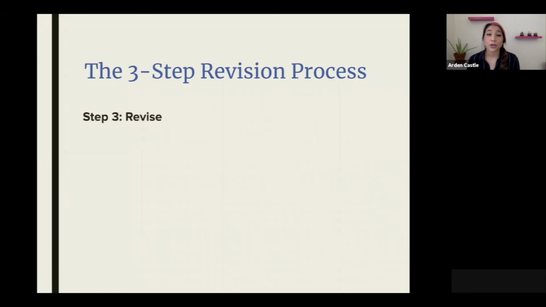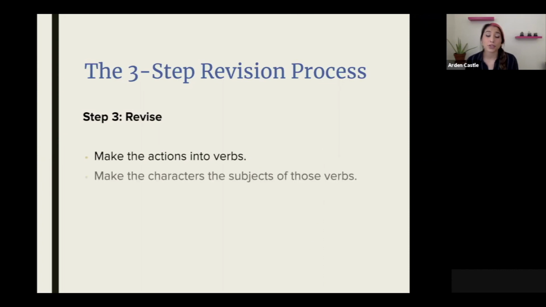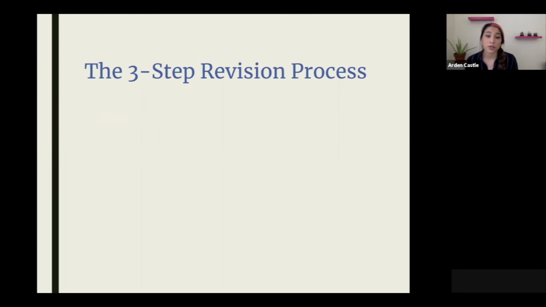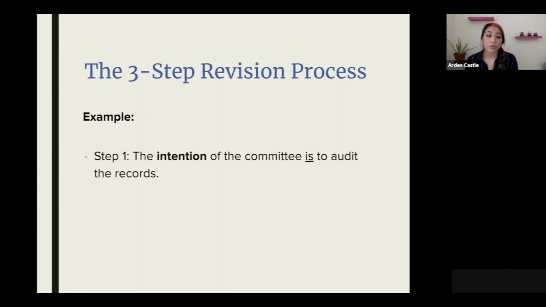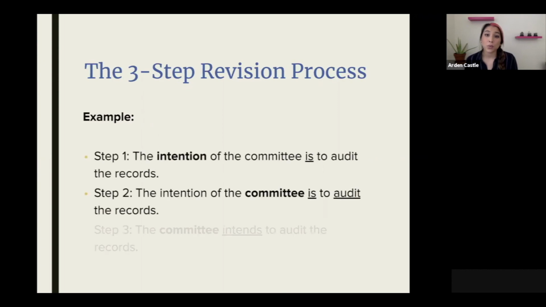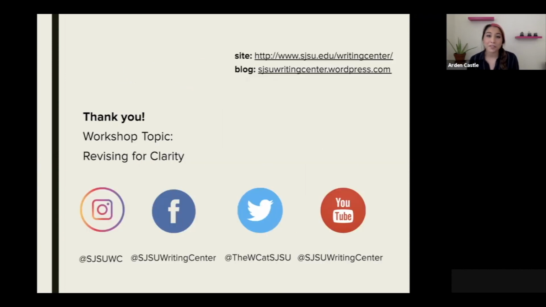So lastly, we're going to revise. So we're going to change the actions into verbs and make the characters the subjects of those verbs. So in our examples, after we've done step 1 and step 2, we're going to revise our example sentence to say, the committee intends to audit the records, which is a clearer sentence because we have the character before the action.